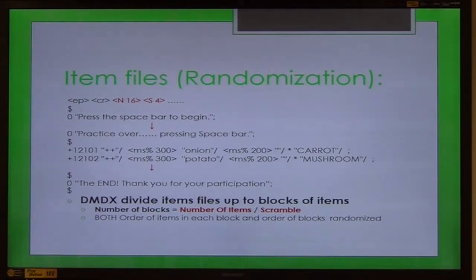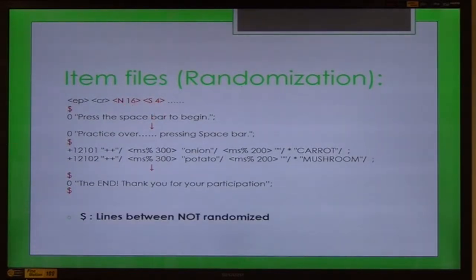So let's say you have 16 trials in your experiment, and you want to divide them into 4 blocks for randomization. Then you will write n16 and s4. By the way, you have to remember the number n should be divisible by s. You know what I mean? So if your n is 16, s cannot be 5.